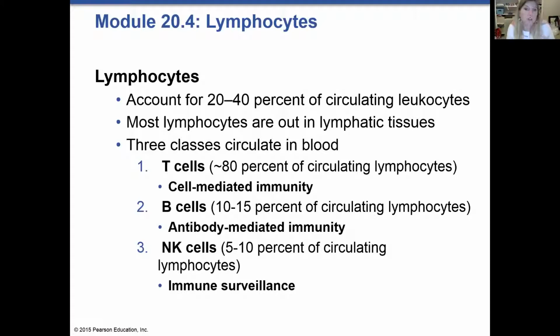B cells are a much smaller percentage. These are antibody-mediated immunity. So this is, oh my gosh, I recognize you. I need to go tell my friends. We need to make antibodies so we can fight you off, right?